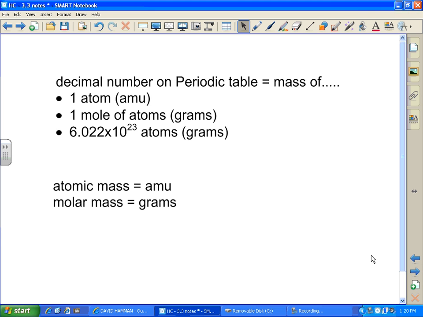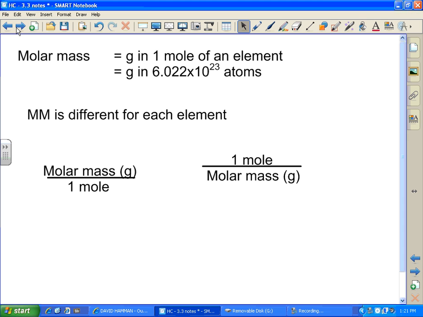So remember, if you see the word atomic mass, we know that's the number, and the units are AMUs. And if you see the term molar mass, then you know the units are represented in grams. All right, so a couple calculations here.